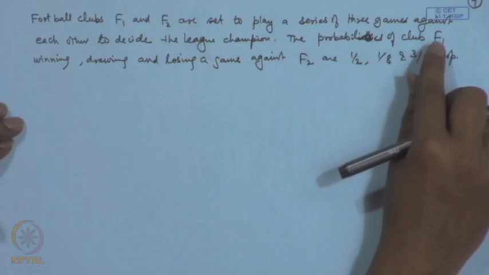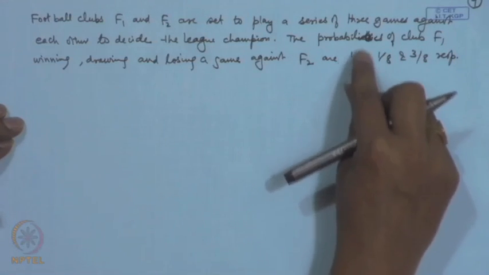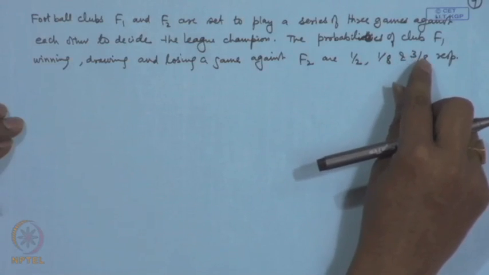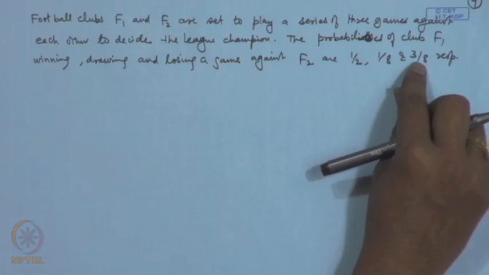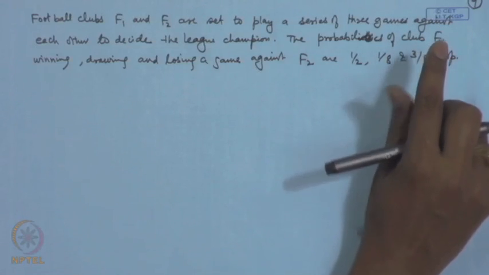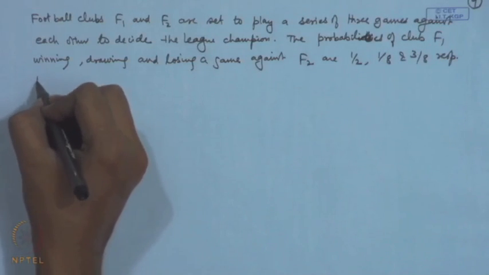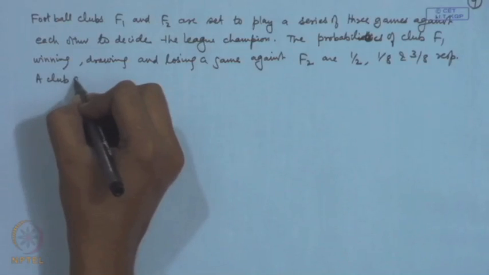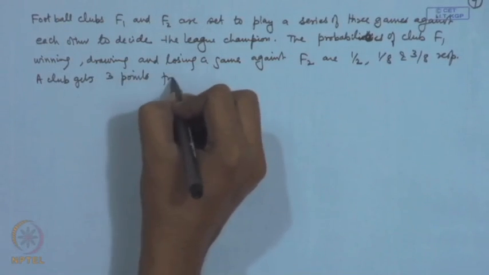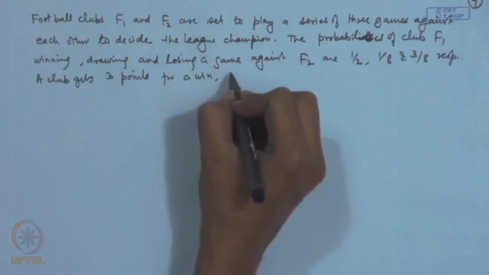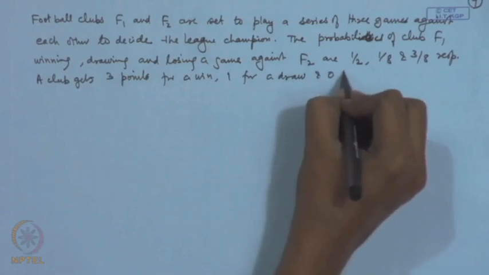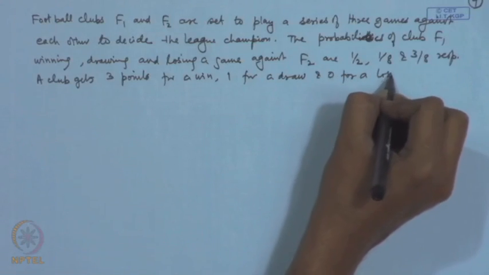That means, F1 wins against F2 a game with probability half, the probability of a draw is 1 by 8 and the probability that F2 will win, that is 3 by 8. That means, F1 has slightly higher chance of winning compared to F2. A club gets 3 points for a win, 1 for a draw and 0 for a loss.